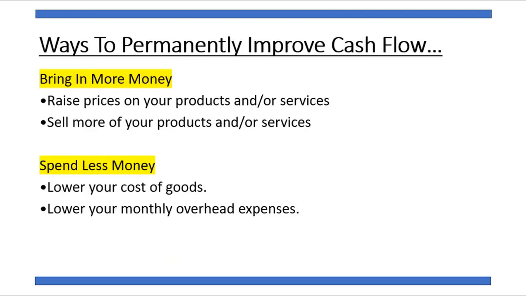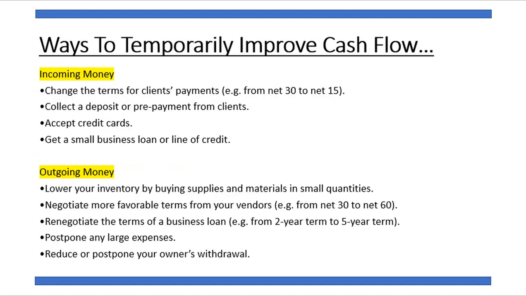So here are some ways to permanently improve cash flow, not just temporarily improve it, but permanently influence it. And that is, there's four ways. You can bring in more money and you can spend less money. And by bringing in more money, you'll need to either raise your prices and or sell more. And to spend less, you could either tackle that number that's cost of goods, try to get that down, or you could try to lower your monthly overhead expenses to reduce that number. So those that I just mentioned would help permanently improve your cash flow.